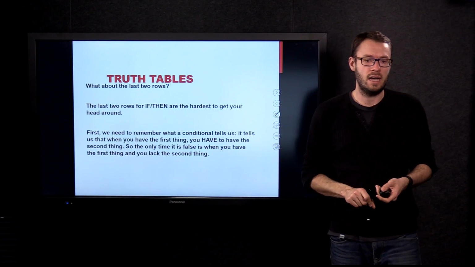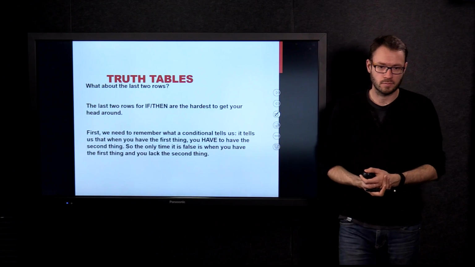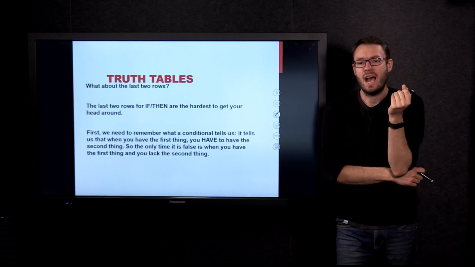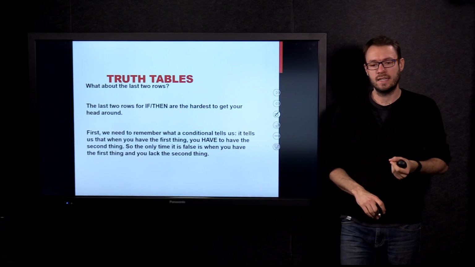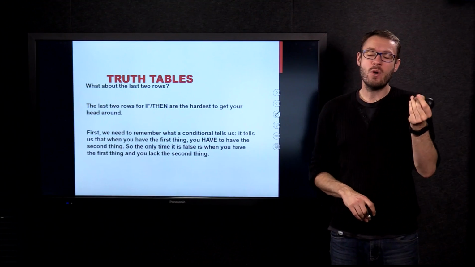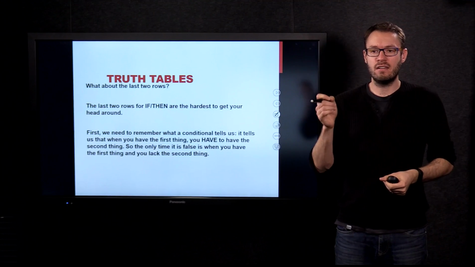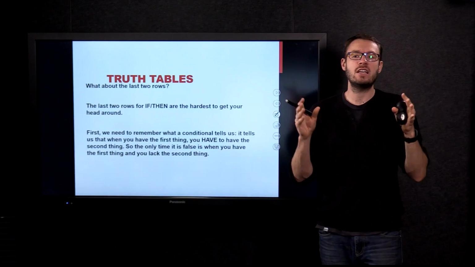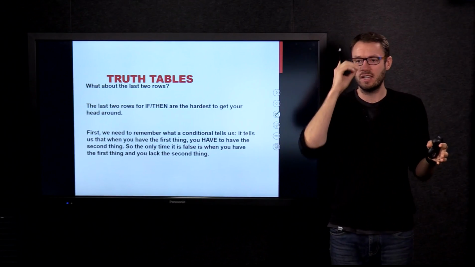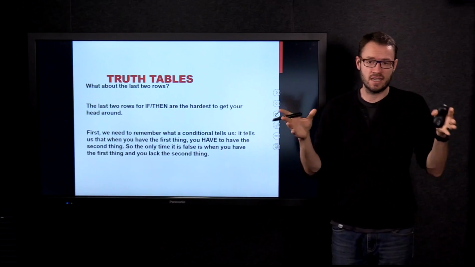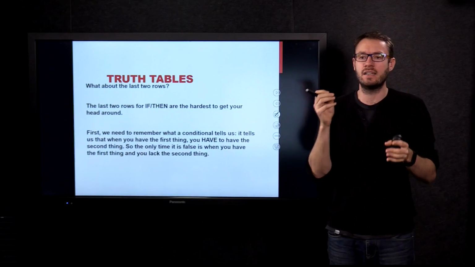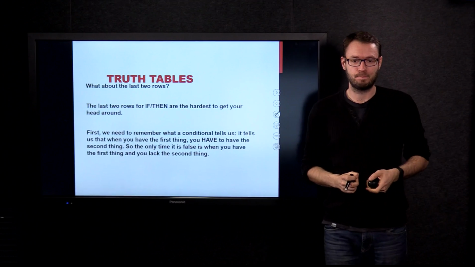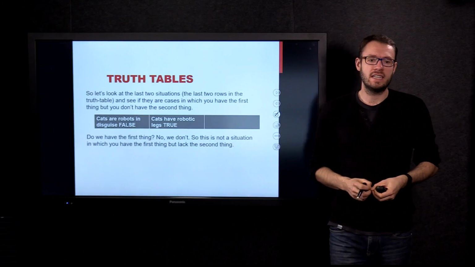So let's take a look at these last two rows. In order to understand what's going on with these last two rows, we have to remember what it is that a conditional is telling us. It's telling us that if you have the first thing, then you have to have the second thing. And I want you to imagine that this is the only situation under which this conditional fails, or any conditional fails, which is, as a matter of fact, the case. The only way to make a conditional false is if you've got the first thing and you don't have the second thing. So let's look at these last two situations.